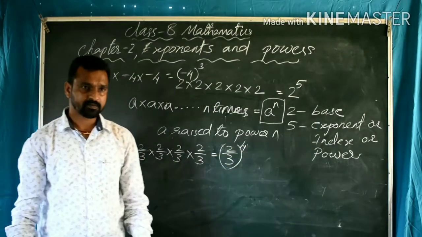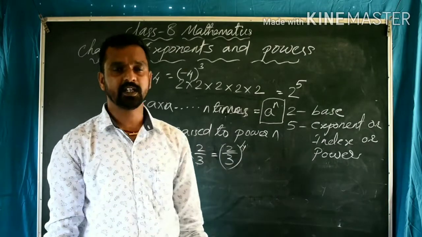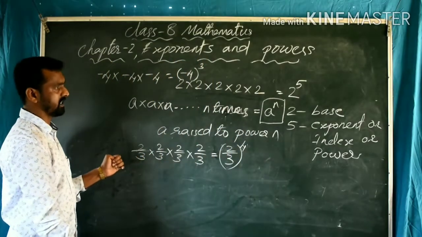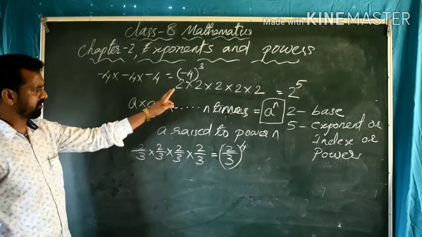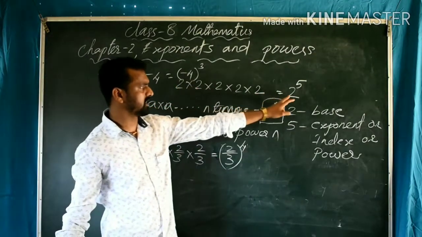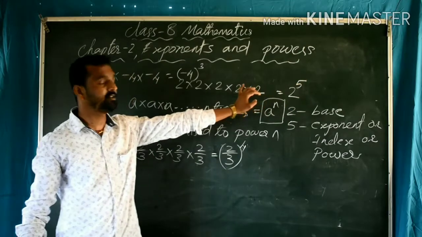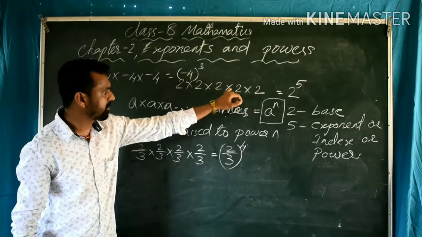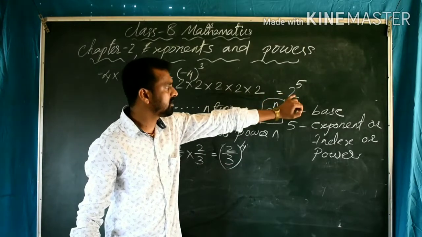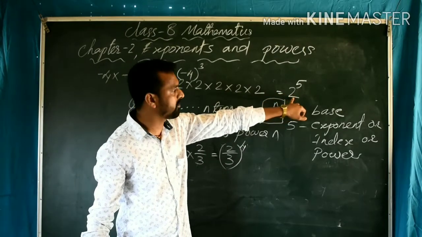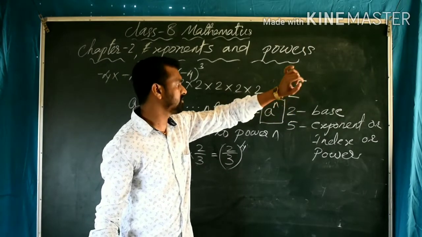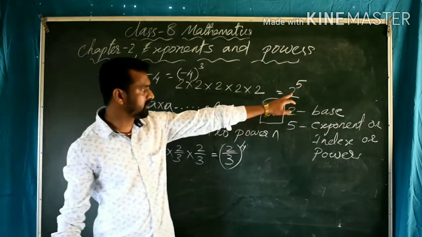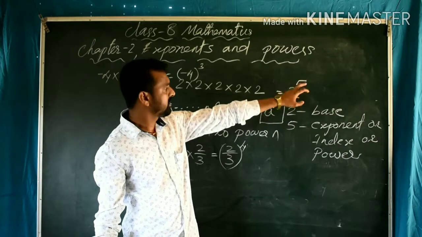Now, positive integer as an exponent. Already I wrote here positive integer as an exponent. At the same time, negative integer as an exponent is also there. Here 2 is multiplied 5 times, so we wrote in exponential form 2 raised to the power 5. So here 2 is the base and 5 is the exponent.